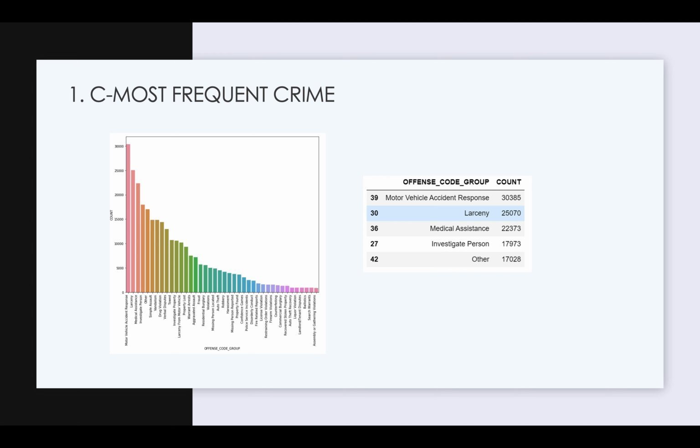This is the most frequent crime recorded in the dataset. Like I mentioned before, motor vehicle accident response has the most counts. It has more than 30,000 in this case.